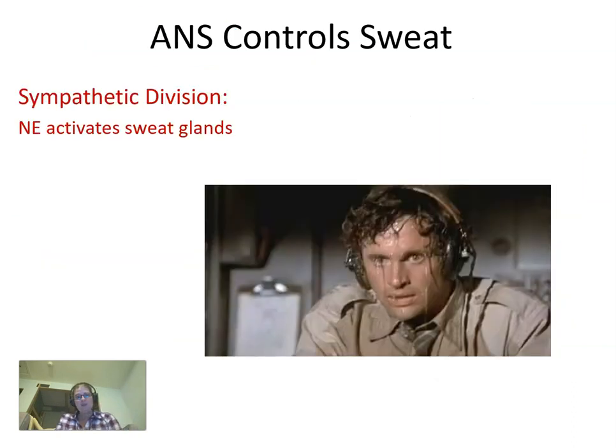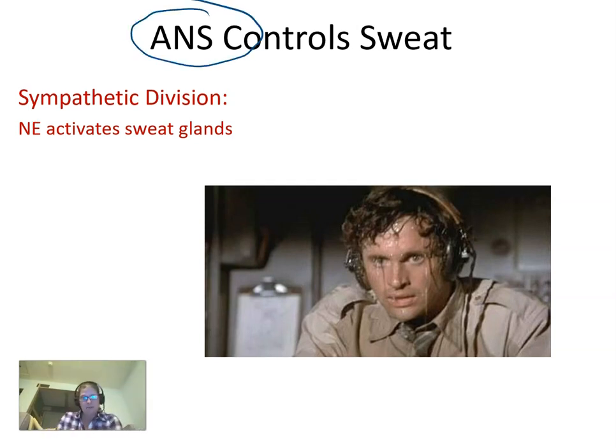Now, that act of sweating is under control of our sympathetic division. You've probably heard of your sympathetic and your parasympathetic. So we have the autonomic nervous system, sympathetic and parasympathetic. The sympathetic is what activates your sweat glands. It releases something called norepinephrine, where we just say NE, and that's what's going to make you sweat.